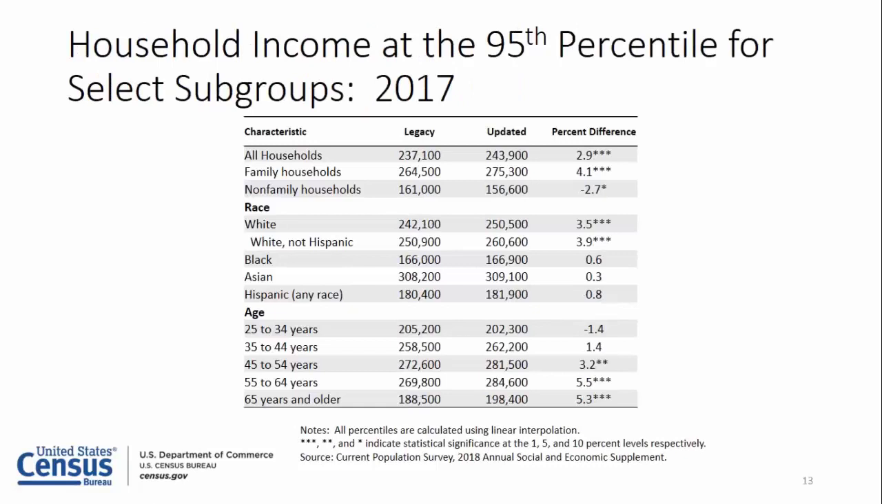The effect of the processing system changes were different for other points on the income distribution. This table shows household income at the 95th percentile. For all households, the 95th percentile income was $237,000 in the legacy processing system and $244,000 in the updated processing system. This 2.9% difference is likely the result of higher top codes for many income sources in the updated system.